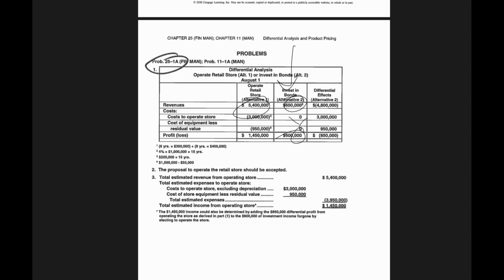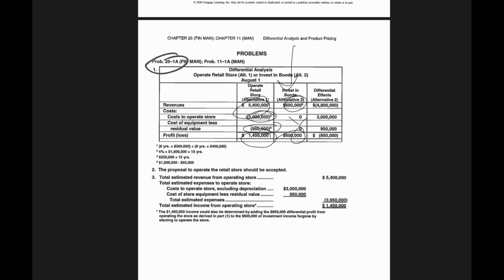All right, cost to operate the store. It says here it's yearly cost to operate the store, excluding depreciation, $200,000. Take that times 15, you got 3 million. And then the cost of the equipment less residual value. Cost of the equipment is $1 million. The residual value is 50 grand, so we got 950. So what we're looking at here is, after looking at all the revenues, all the costs to operate, and the cost of the equipment, we're looking at a profit of 1.45 million.